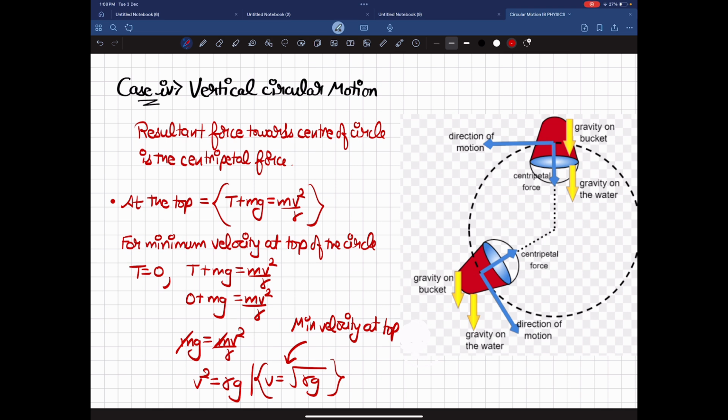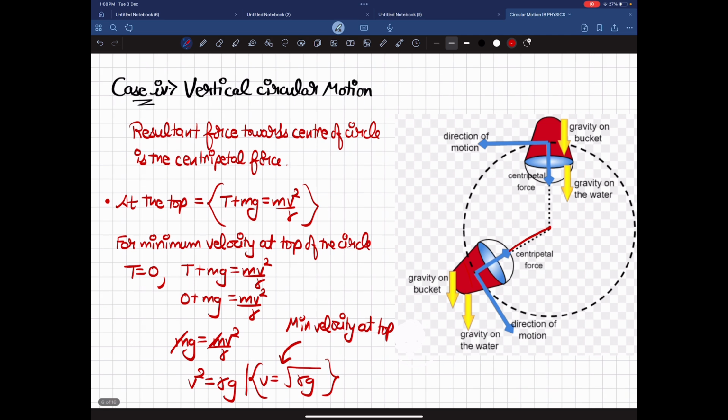a vertical circle. Or you might have seen some people trying to do this experiment where they tie a bucket with a rope and there is a little bit of water in the bucket, and then they try to show you that even if I rotate this in a vertical circle, the water from the bucket will not fall down if they are doing it properly. All right. Now let's study the physics behind this.